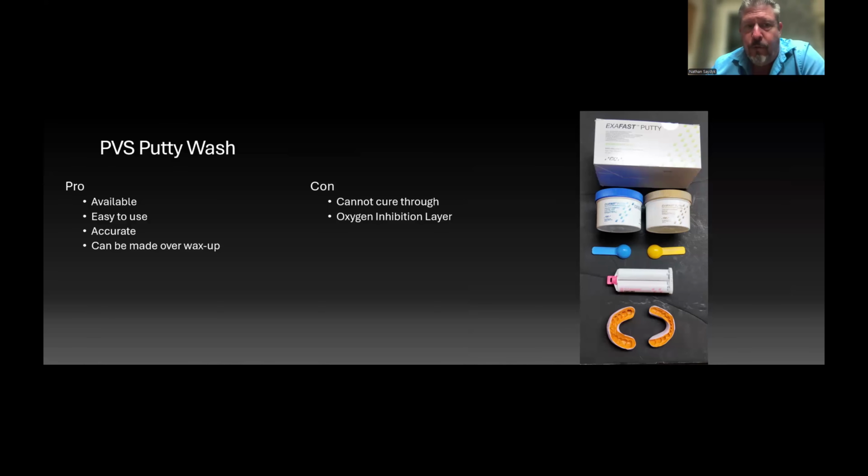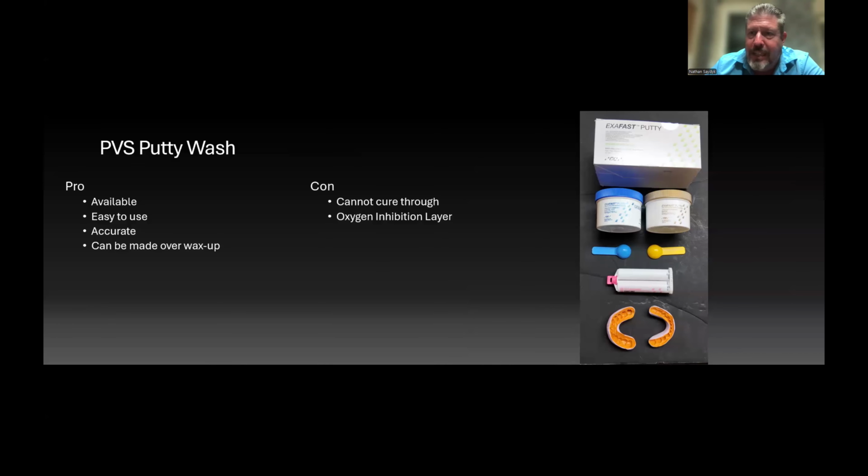The other thing you're going to have with these PVS putty washes is an oxygen inhibition layer. So when you bond composite to this and you let it set up or you hit it with a light, you pop it off and go to feel the composite or the temporary material, it's gummy. That's because there's an oxygen inhibition layer, and you have to clean that off with something, or you have to put glycerin on it and cure through it to make it hard again.